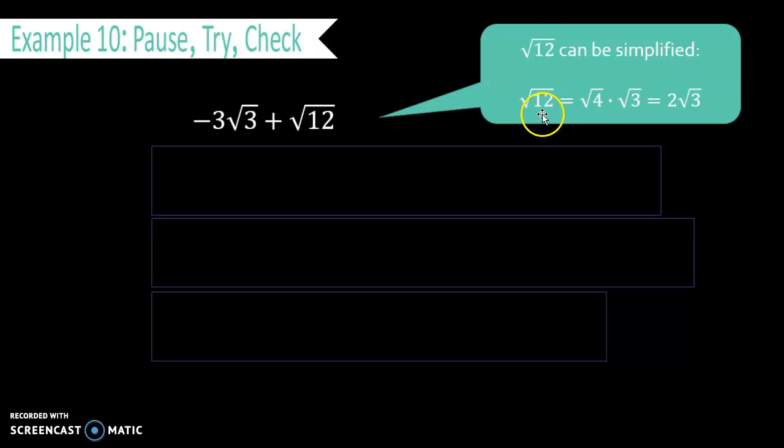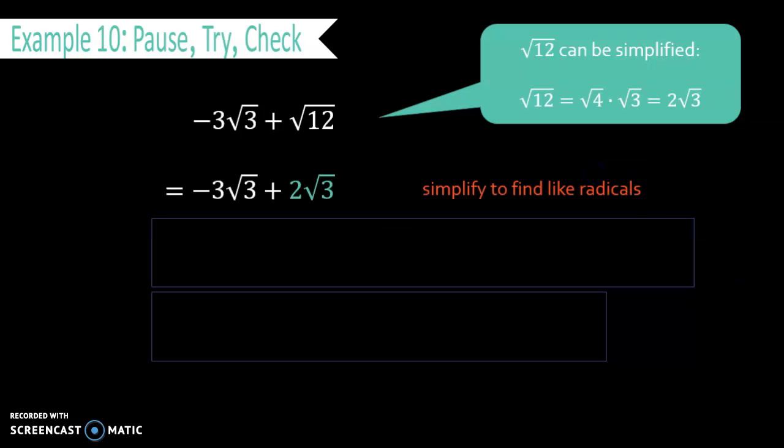I know that 12 is the same thing as 4 times 3. And when I break down the square root of 4, it becomes the whole number 2. So the square root of 12 is the same thing as 2 times the square root of 3. We're going to go ahead and show that here. I'll go ahead and put a box around it again so you can see what I simplified. That's where that came from.